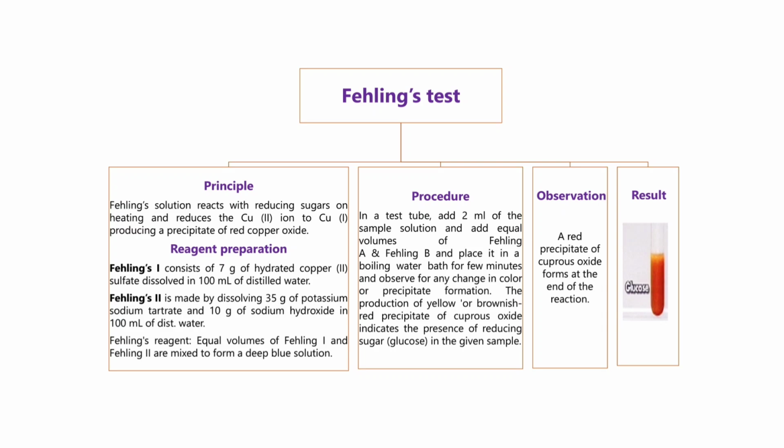The procedure involved in Fehling's test is that take 2 ml of the given sample solution to which add equal volume of Fehling's reagent and place it in the boiling water bath and observe for the color change. There will be change in the color from green, yellow to red precipitate. So the color change from green to brick red is due to the concentration of glucose found in the sample.